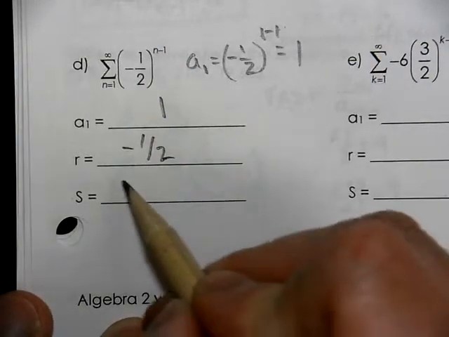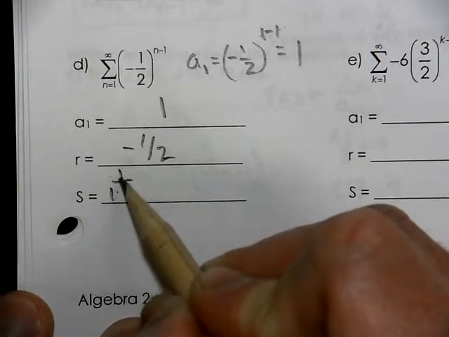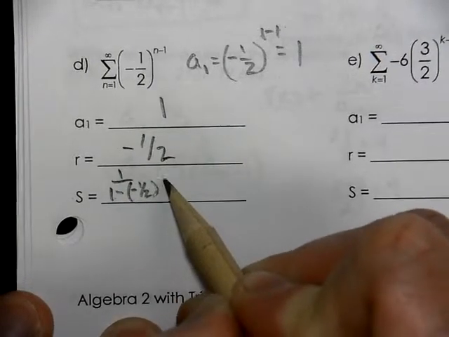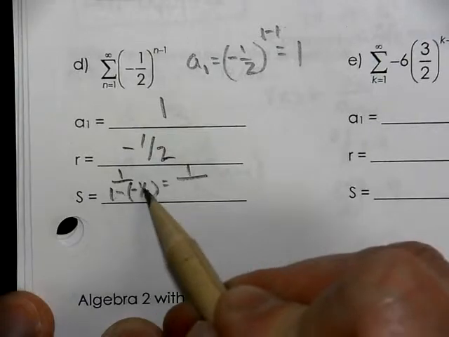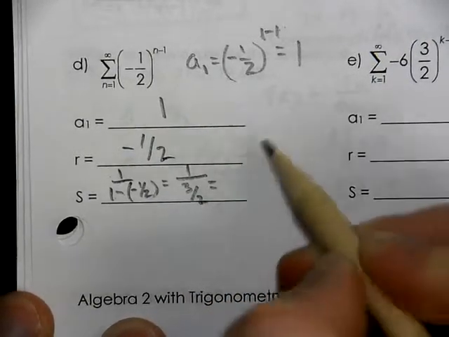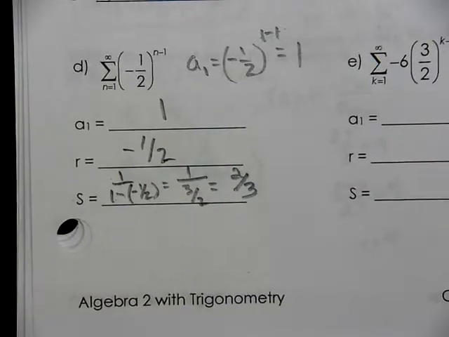The sum is going to be 1 over 1 minus negative 1/2, which gives us 1 over 1 plus 1/2, which is 3/2, which comes to 2/3.